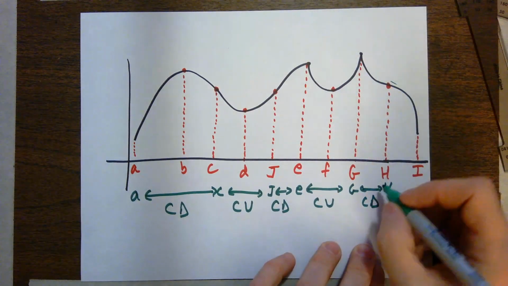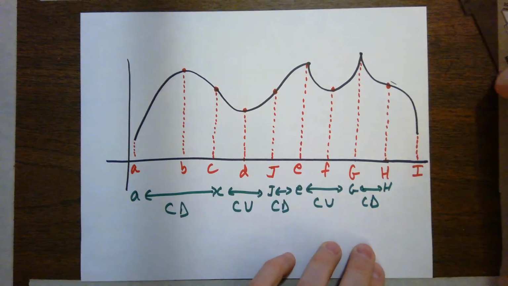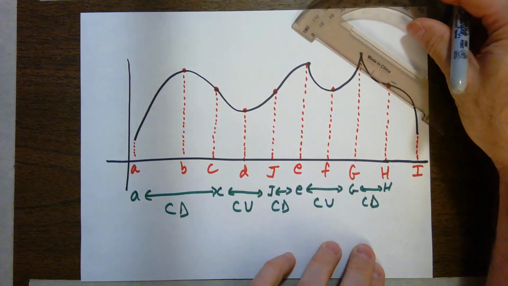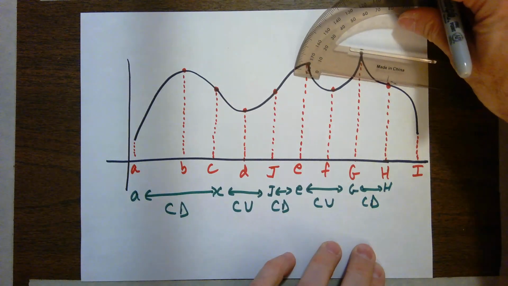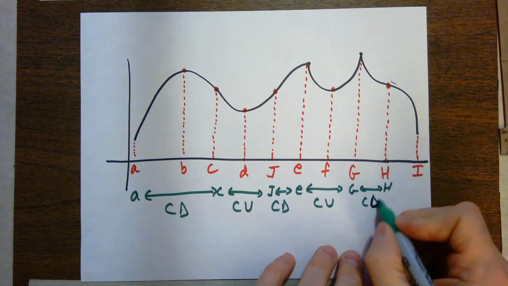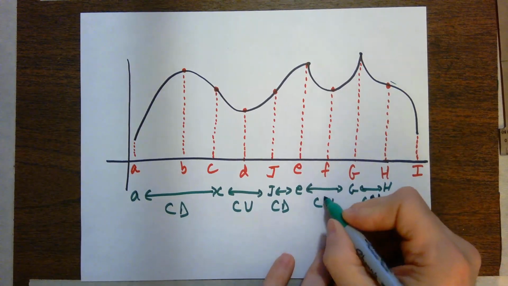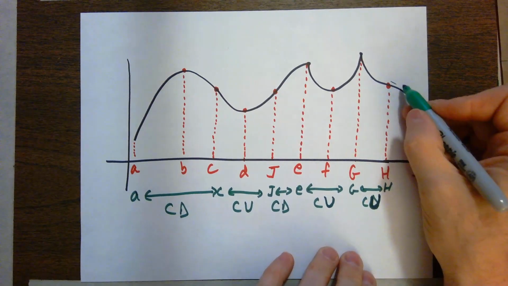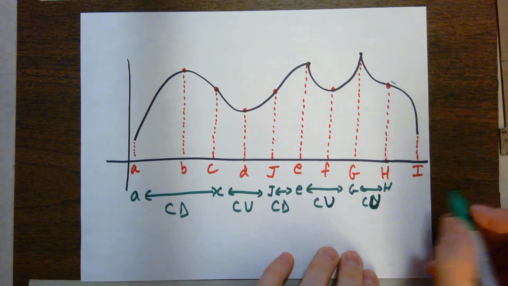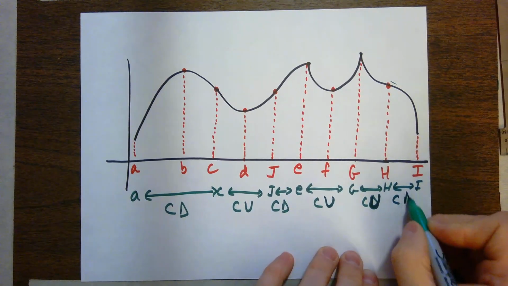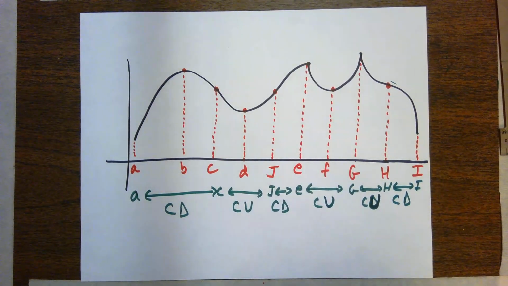Oh, you know what? I think this should still be concave up, shouldn't it? Look at the tangent lines. If I put a tangent line there, the function is below, the tangent lines are all above. This should be concave up over this interval as well. All the way from E to H is all concave up. Here, the tangent lines are below. It definitely changed. So to I, this is going to be concave down.